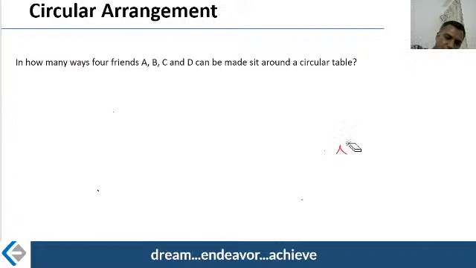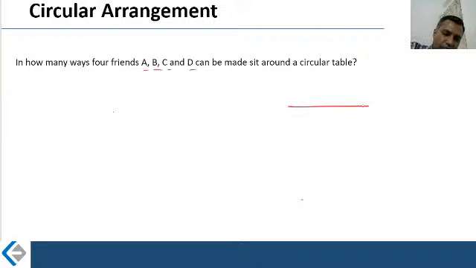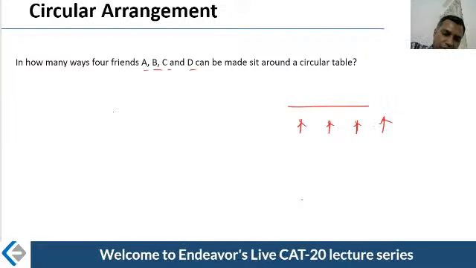Let me take 4 for example. Listen carefully. A, B, C, D are 4 folks. Assume that they approached and want to sit on these 4 chairs, in a line. Now there is a board here, and they want to see the board. They are facing that particular board.